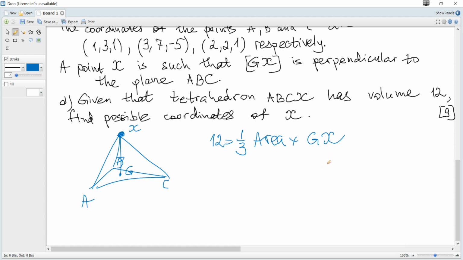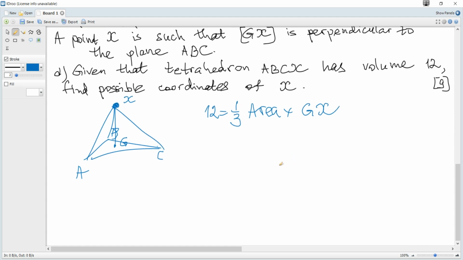And we can find Gx firstly, so let's find the area of the given triangle. The area formula is given in the data booklet. It's a half multiplied by the magnitude of the vector, which is the cross product of 2 vectors, for example AB and AC. It may be BA, BC, or CA, CB.